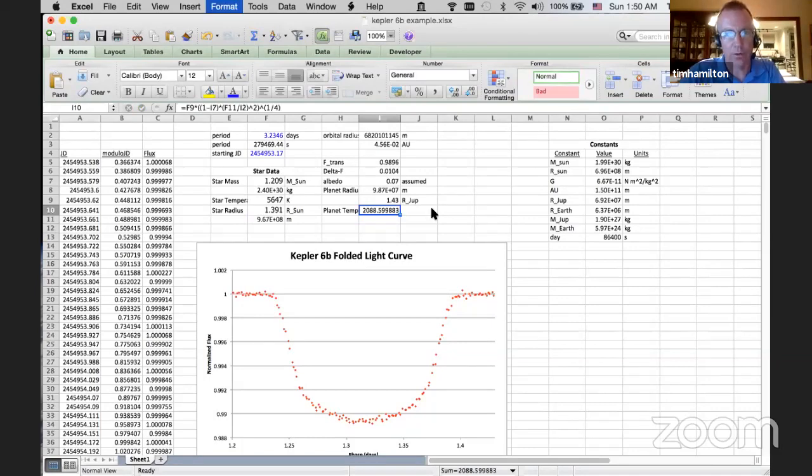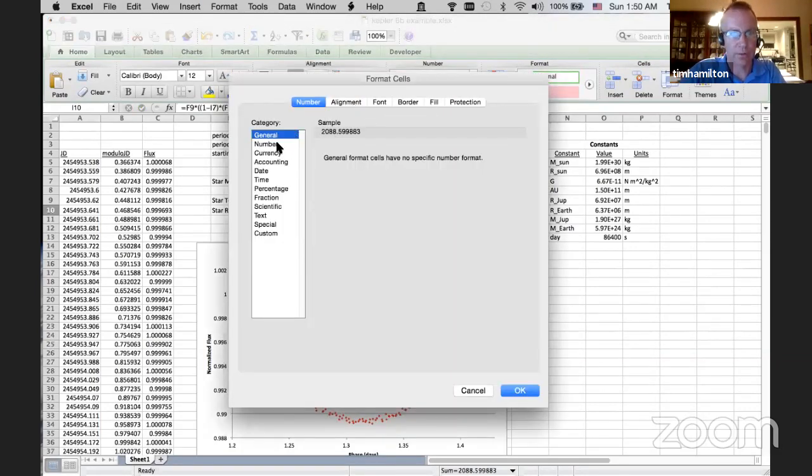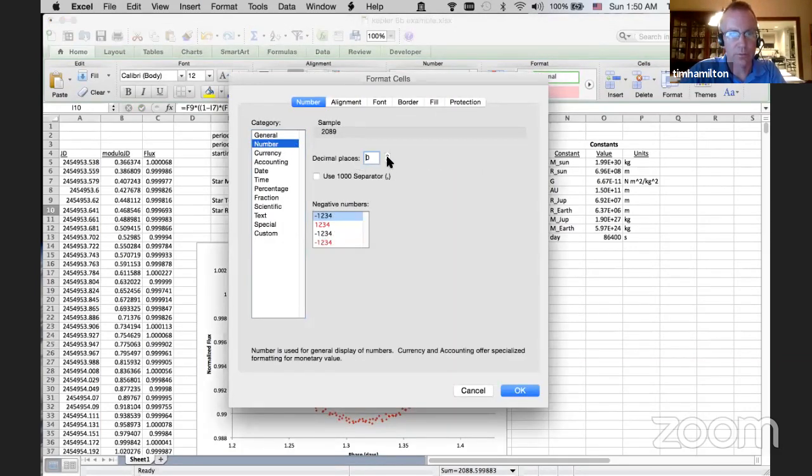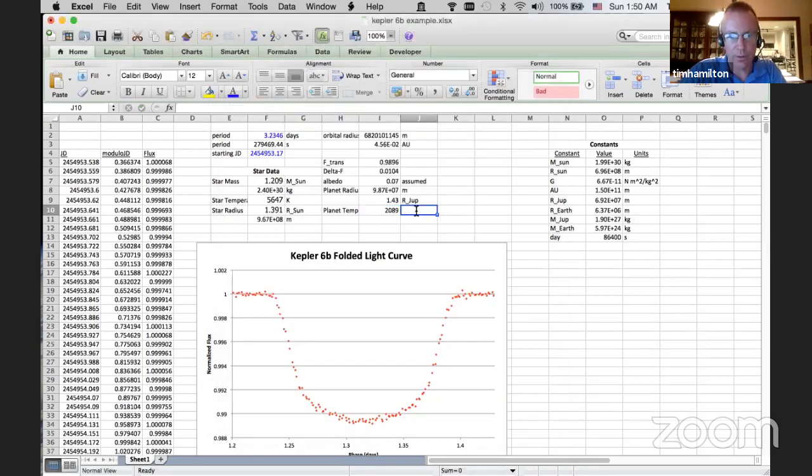Hey, there we go. I mean, we can't justify that many decimal places. Okay, that's in degrees Kelvin. Let's put it in degrees Celsius. So that minus 273 degrees gets us Celsius. That is a very hot Jupiter. And that justifies the name.